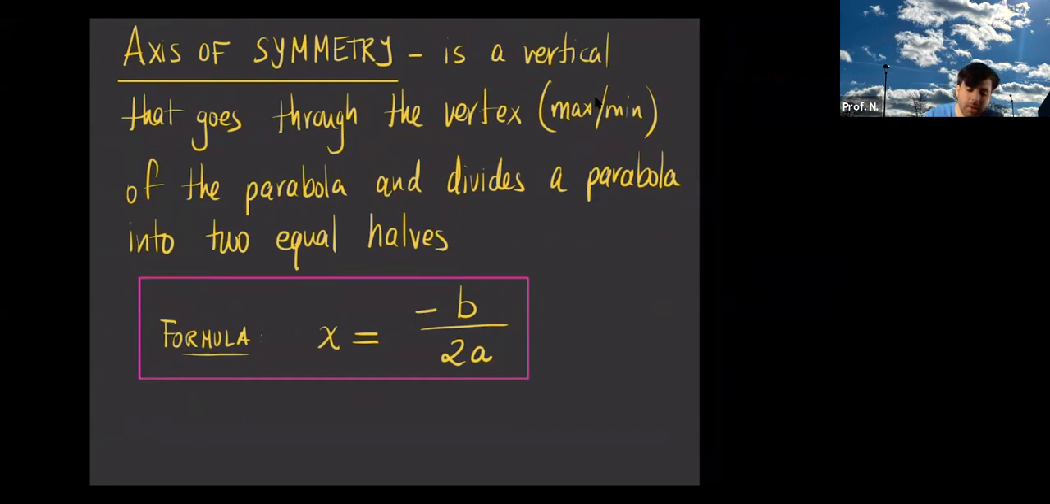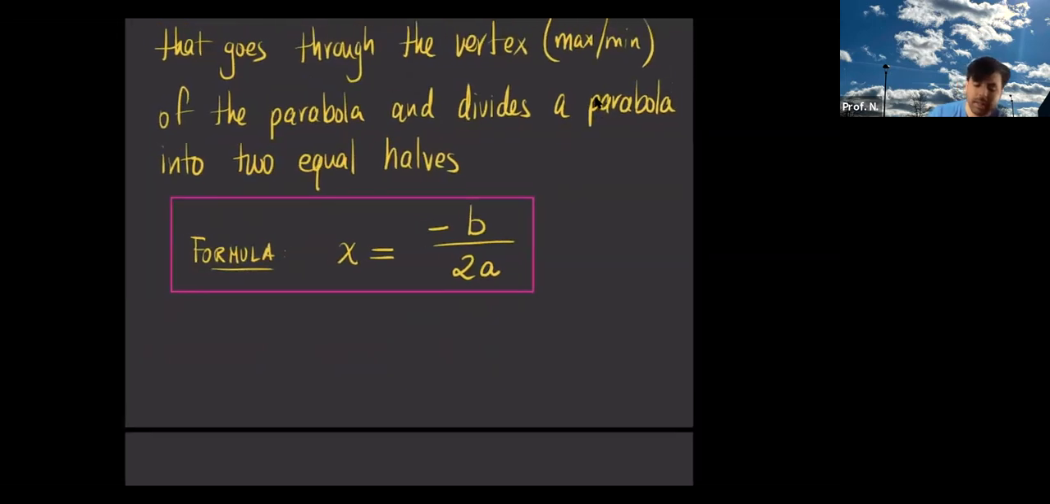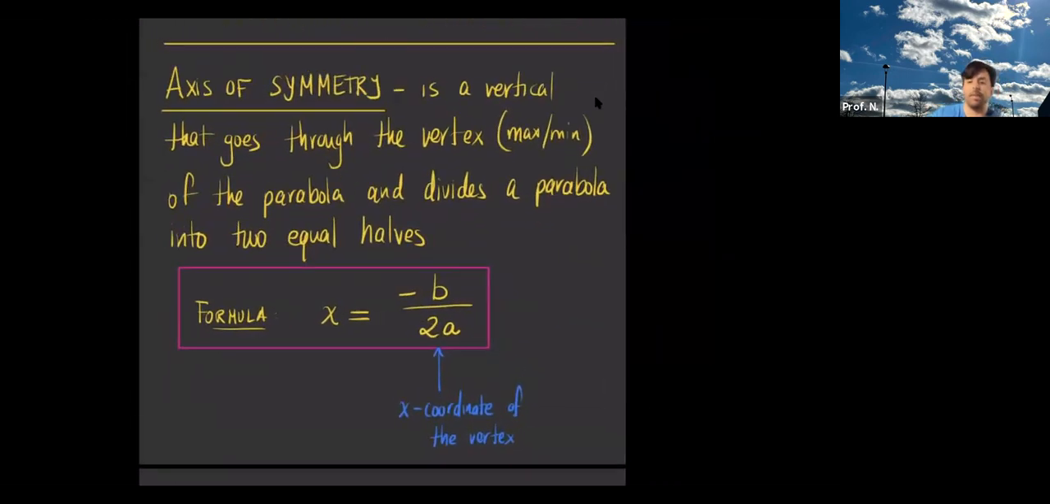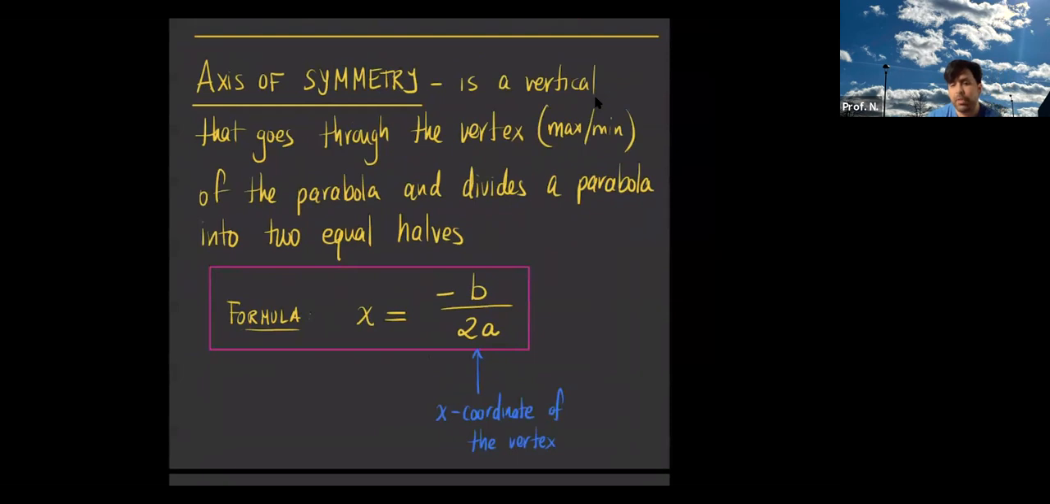And not only is it going through the vertex and dividing the parabola into two halves, the axis of symmetry actually represents the x-coordinate of the vertex. So when you plug in the values for B and A, you find the vertical line that goes through the vertex of the parabola, but it also represents the x-coordinate of that vertex. So if I know the x-coordinate of the vertex, I can find the y-coordinate.